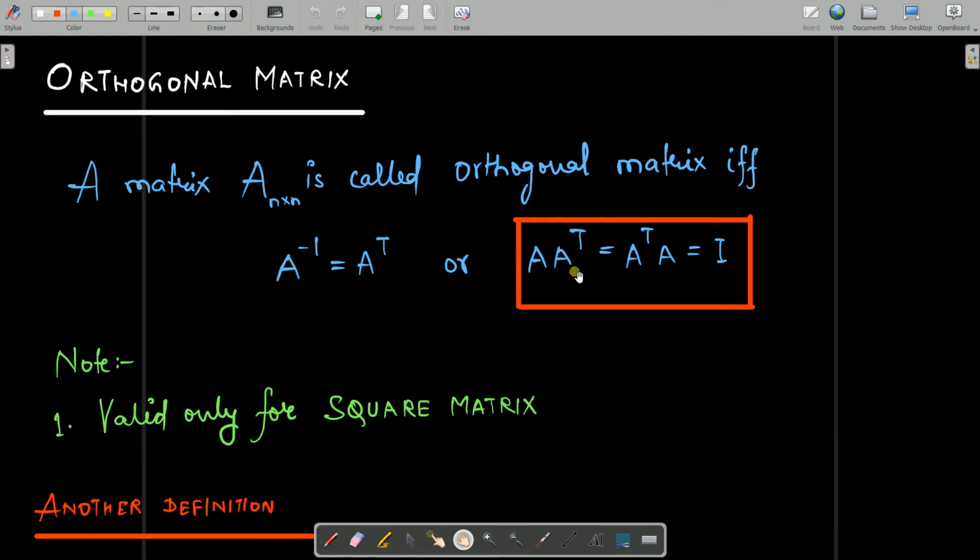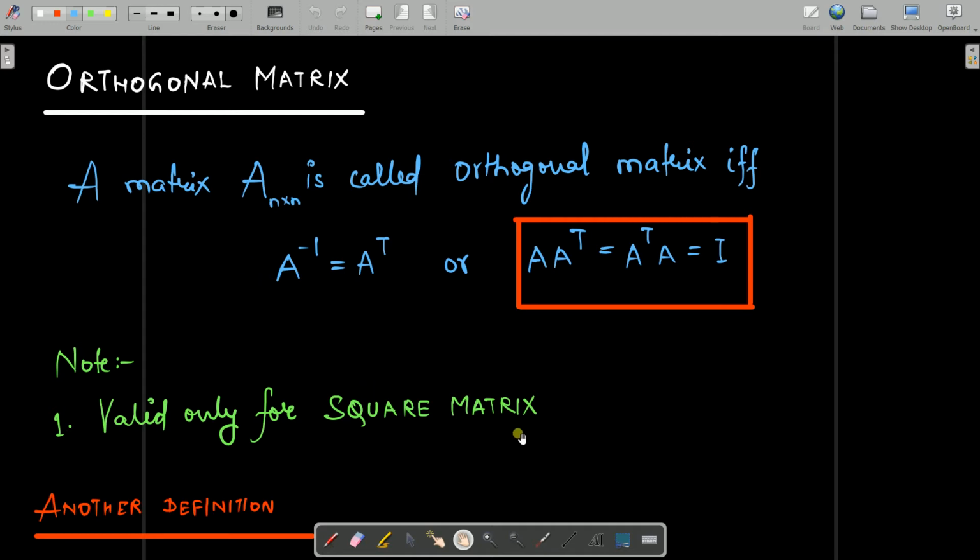If this product gives you an identity matrix, or this product gives you an identity matrix, of course these two products will be the same, then you can say that this matrix is an orthogonal matrix. And you should note that this is valid only for a square matrix. For a rectangular matrix you cannot say that. So for a square matrix you can say a matrix is orthogonal if this condition is satisfied.